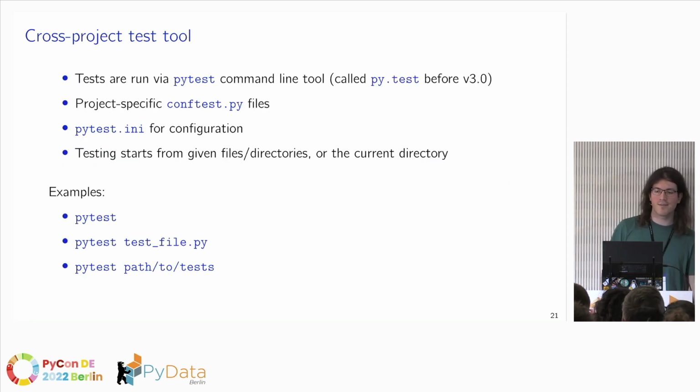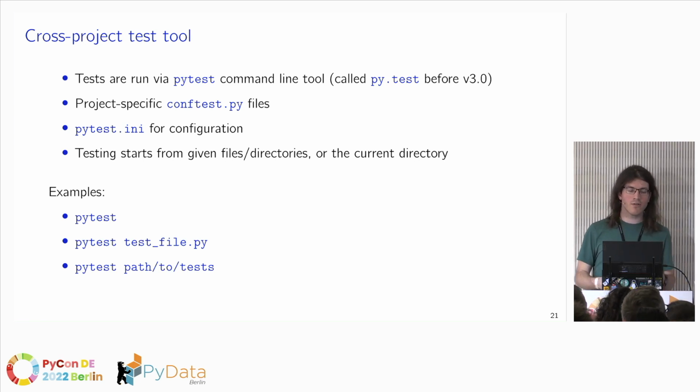So you run tests by running this PyTest command line tool. And other than the test files, it looks for two different files. That's conftest.py, with project-specific code, like fixtures. We will look at that later. And the pytest.ini file for configuration. I will also get to that in a second. If you just run pytest, it will use its auto-discovery. More about that in a second. Or you can pass a test file or a folder of tests to it, as you would expect.